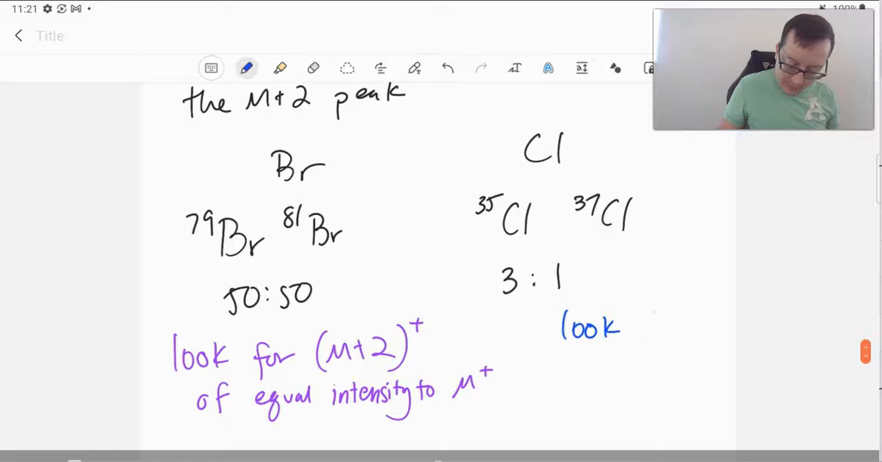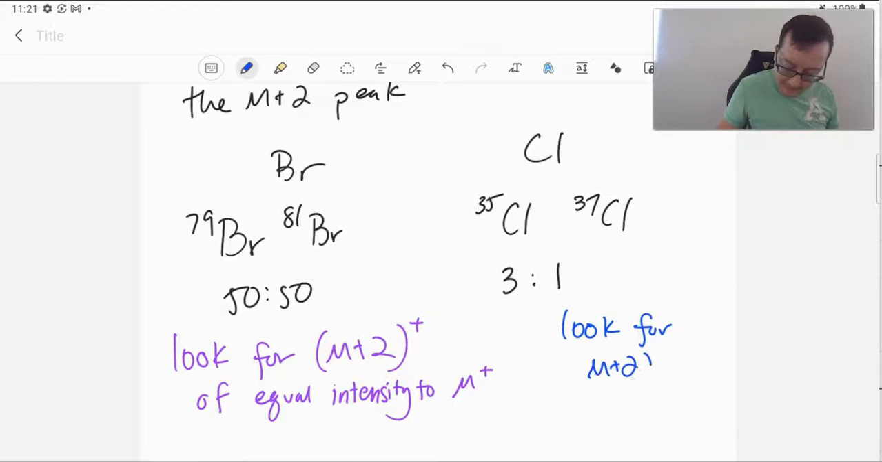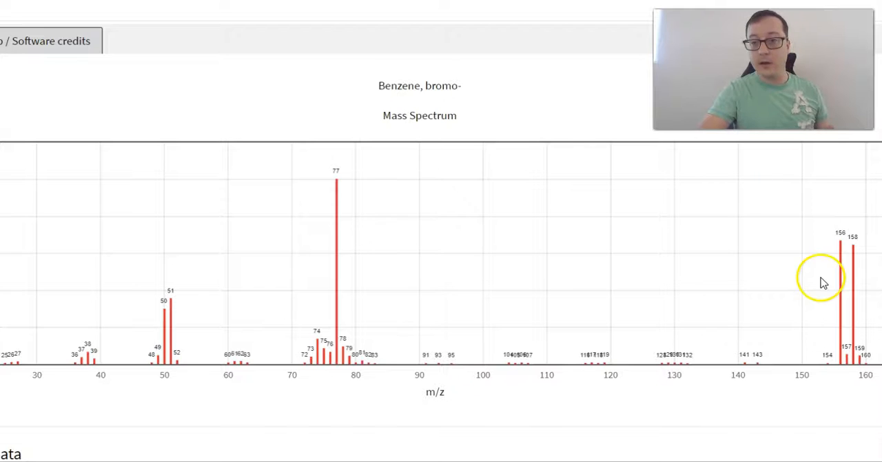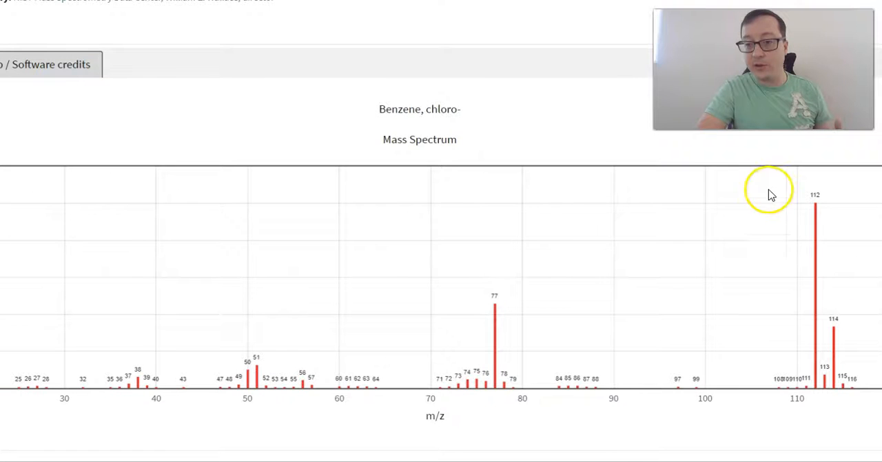So for chlorine, you're looking for an m+2 about 3 times as large as your molecular ion peak. Let's take a look at those again. Let's take a look at bromine first. Again, we have that m+2 peak. The m+2 peak, 158, is about equal in intensity to the molecular ion peak. With the chlorine, we see that it's about 3 times as large for the M peak versus the m+2 peak.